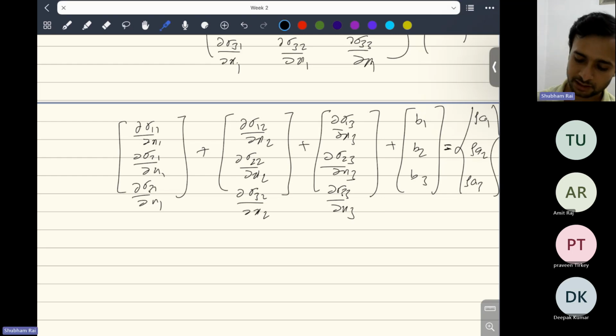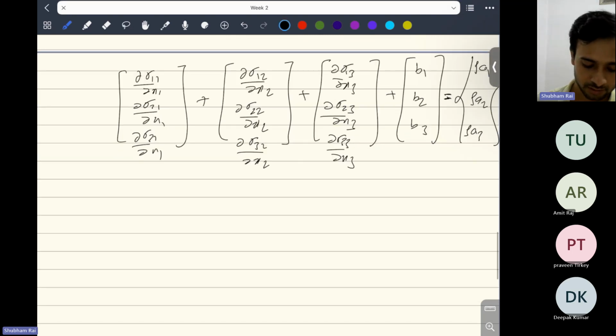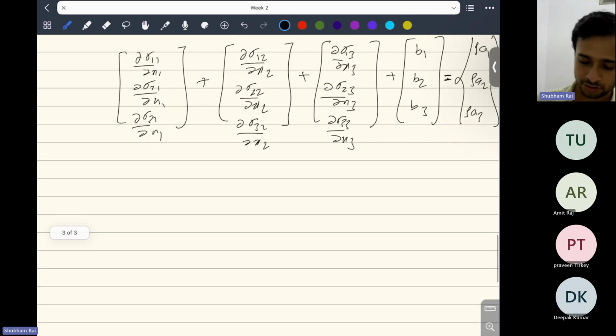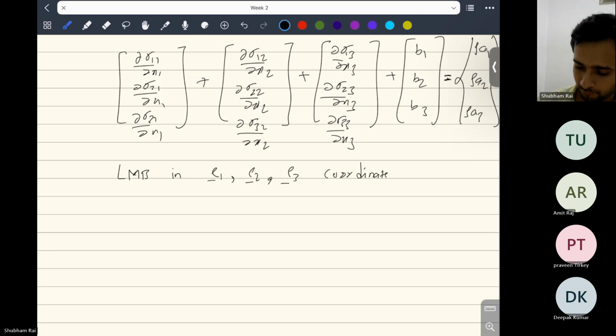So if you're able to see, these are three equations. First is this equation, second is this equation, and third is this equation. So try to write it down in terms of the E1, E2, E3 coordinate system. So I can just write LMB in E1, E2, E3 coordinate system. And then that will be del sigma 1 by del x1 plus.